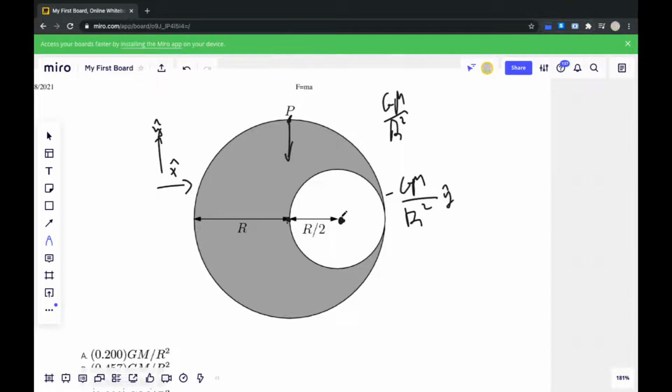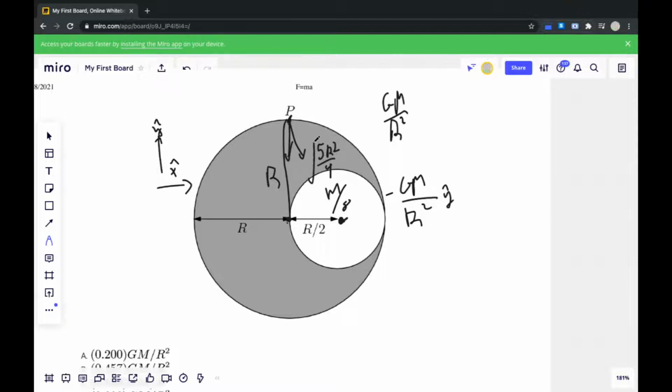And for the hole, it's going to be the same thing, except it's going to point this way. And the new mass is going to be M over 8, because when you halve the radius, you divide the volume by 8, meaning that the mass is also divided by 8, because there's uniform mass distribution. And the distance between point P and this center right here is r/2 and r like this. We can use the Pythagorean theorem to find the distance. And if you do that, we get 5r squared over 4.